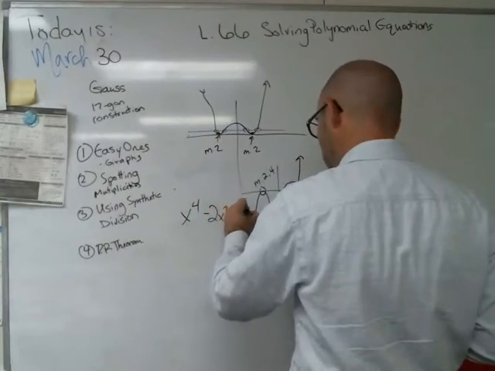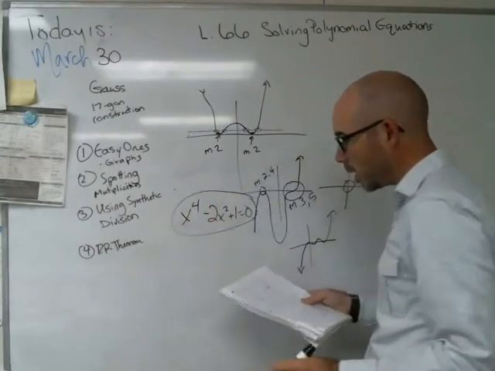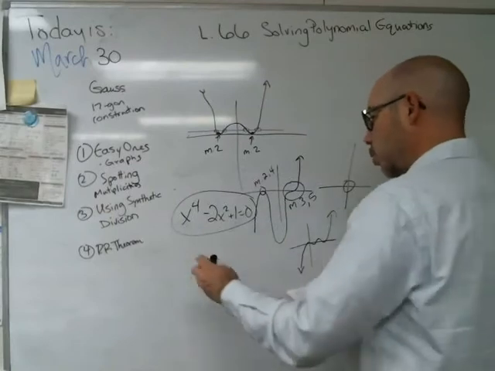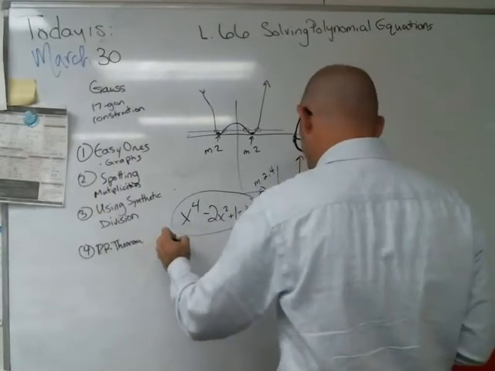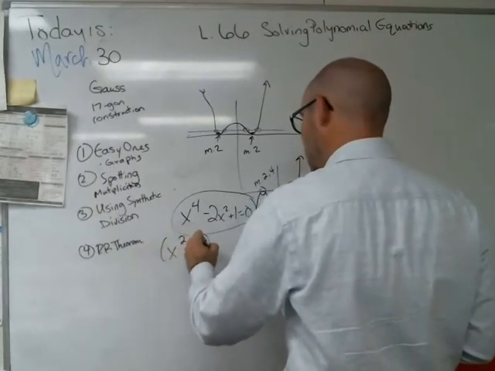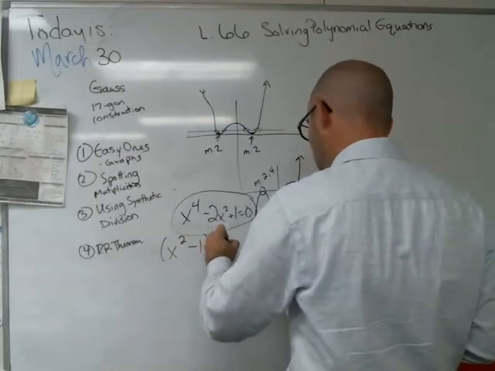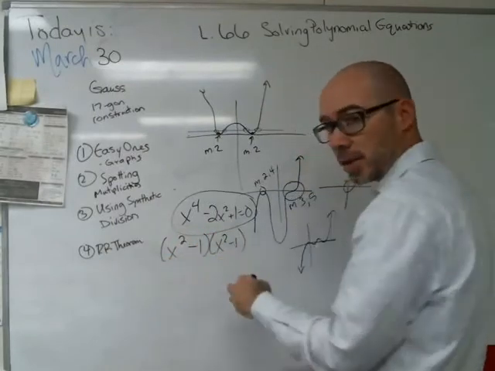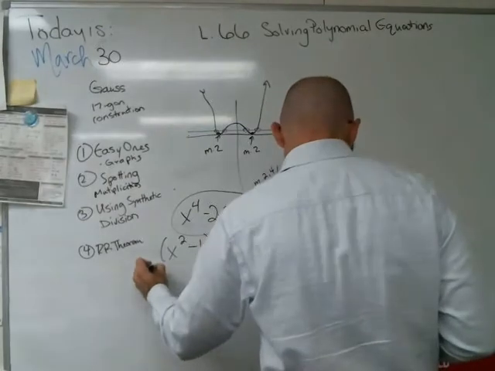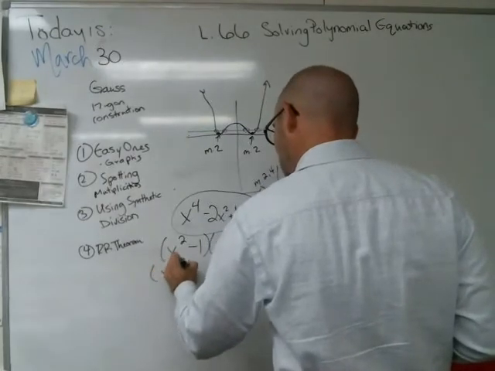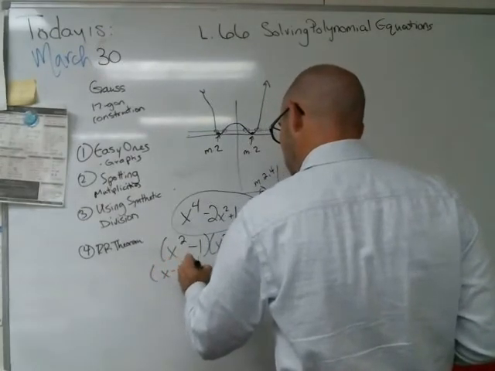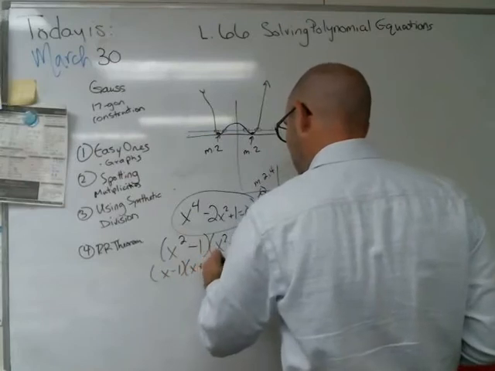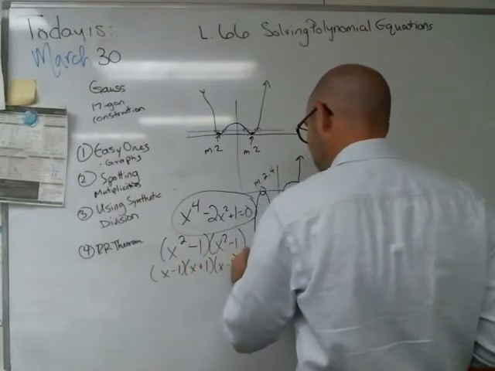plus 1 equals 0. It's a quadratic in disguise, because when you do the factoring on this one, it breaks down to x squared minus 1 times x squared minus 1. And both of these are the difference of two squares. So really it goes x minus 1, x plus 1, and then that one more time.